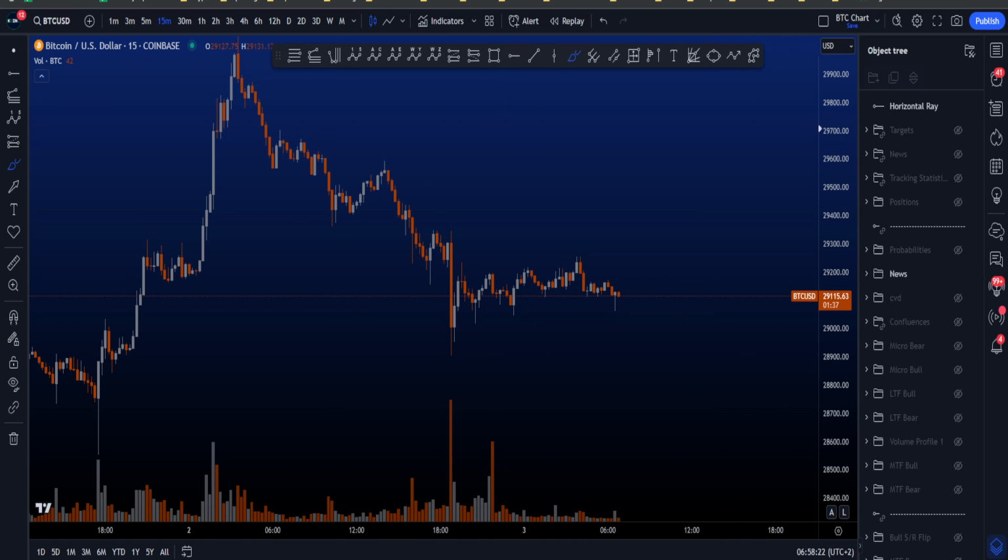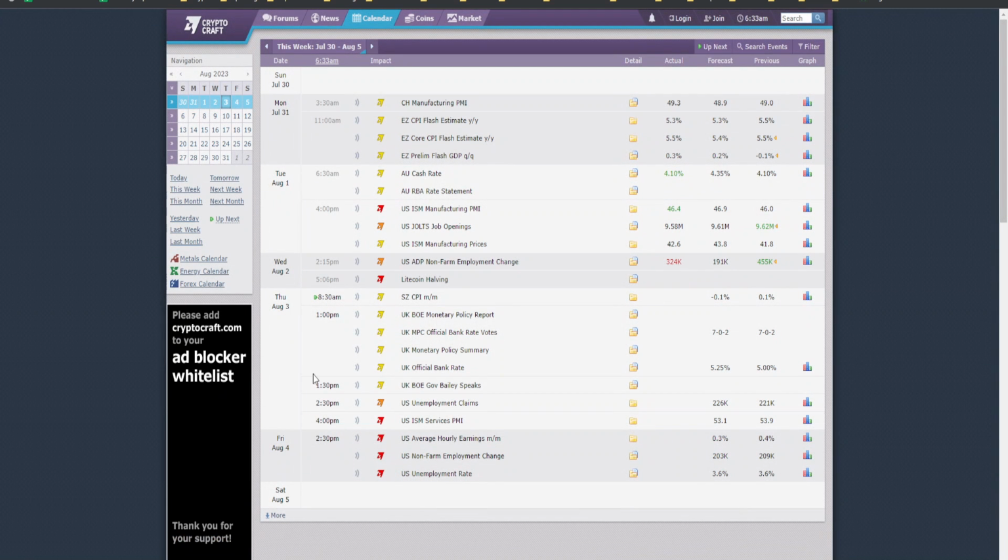Now, we do have news today. If we look at the news, at 4 p.m. we have high impact news, Central European time. So make sure you trade safe around these hours.